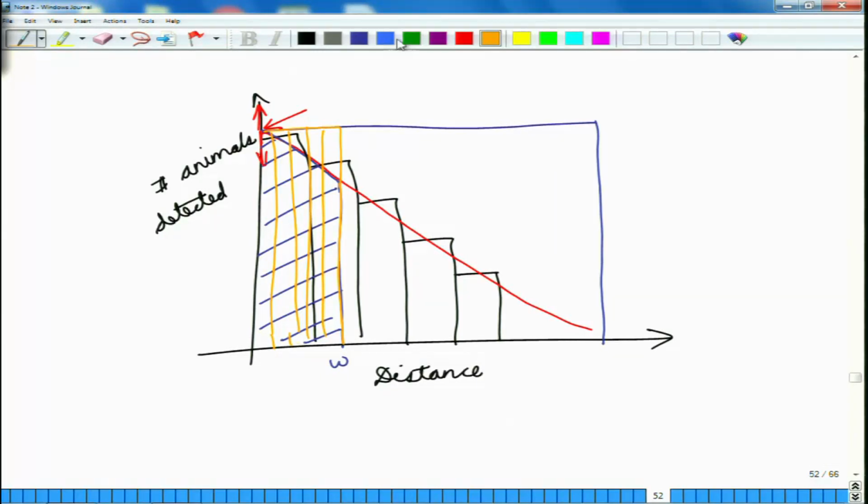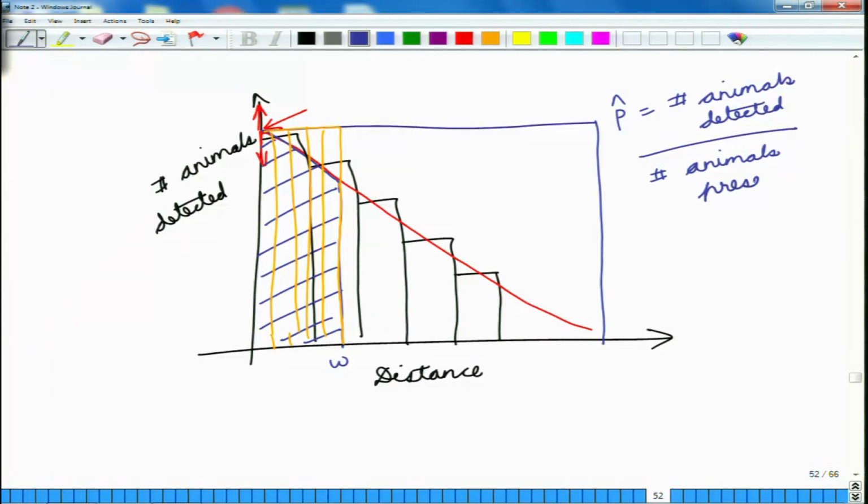Now, since we had written that p hat is the number of animals detected divided by the number of animals present, we can write it as the number of animals detected is the area under this with these blue hashes, which is given by an integral of g x dx varying from 0 to w, divided by the number of animals present, which is given by the area covered by these yellow hashes, which is given by the integral from 0 to w g of 0 dx.